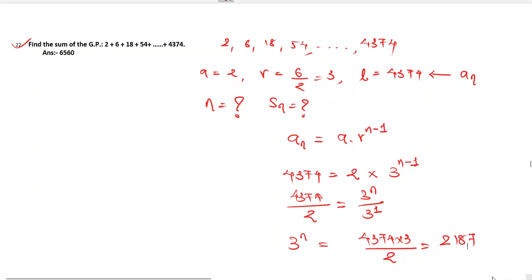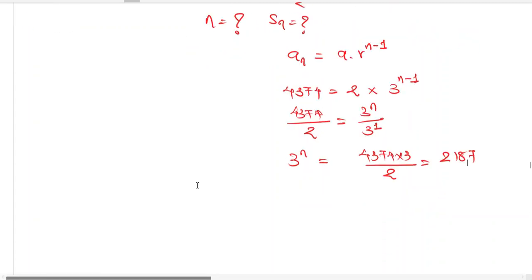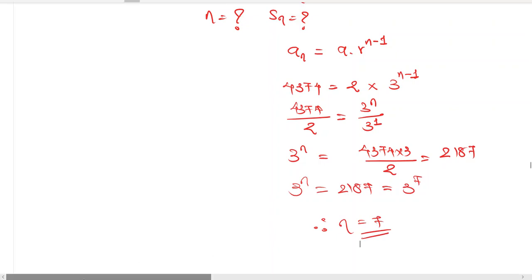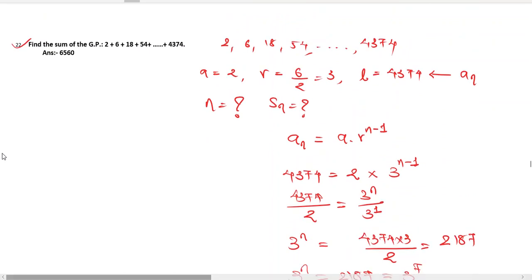And if you do prime factorization of 2187, you can expect it to be in the power of 3, because 3 raised to n is equal to 2187, which is 3 raised to 7, and therefore n is equal to 7. So you got your n, that is the number of terms. Now you have to find the sum of n terms of a GP.